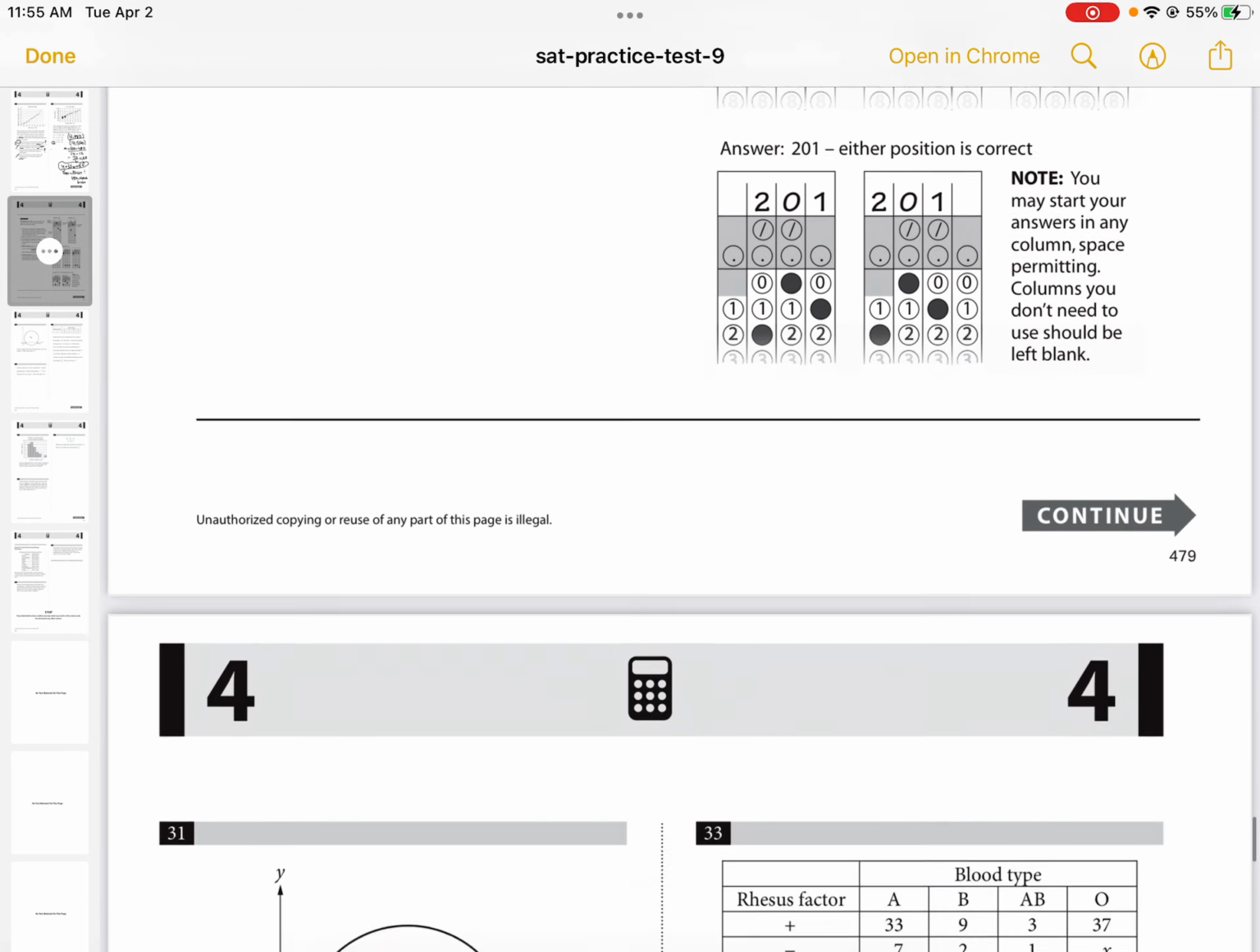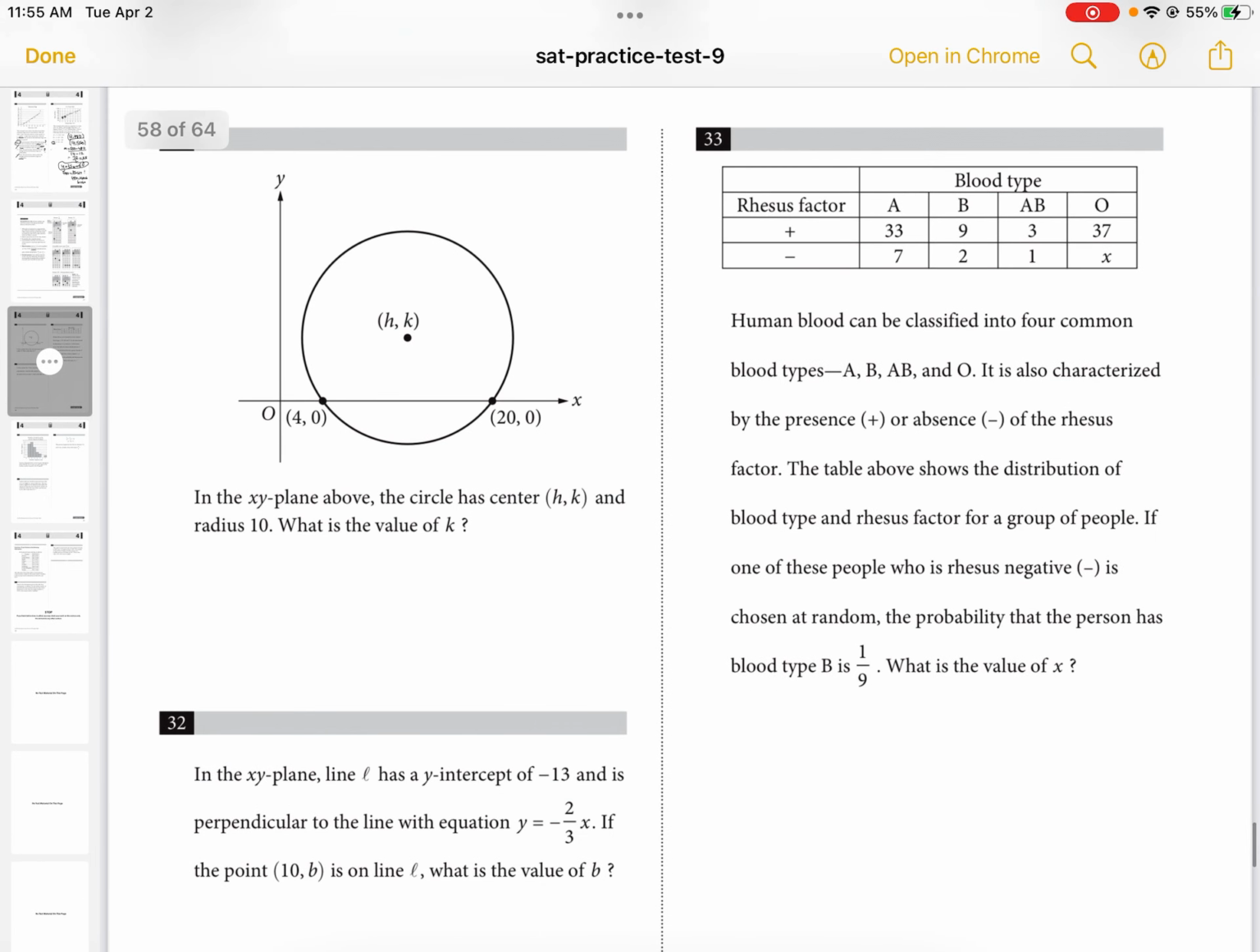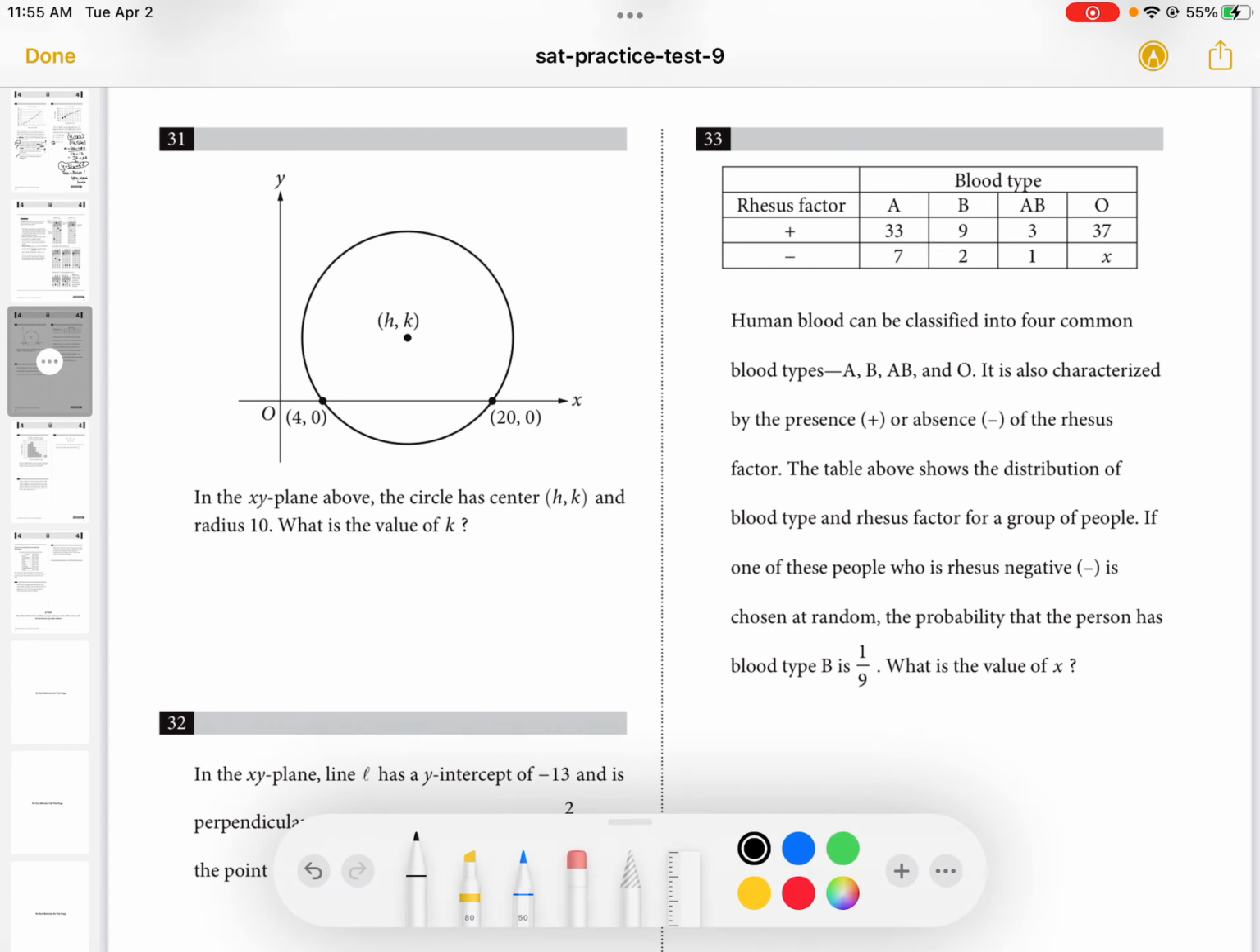Alright, now we have the grid-in questions, so we have to write the answer. We don't get any answer choices. Alright, in the xy plane above, the circle has center (h, k) and has radius 10. What's the value of k? Alright, now let's find this. So the equation of a circle is (x minus h) squared plus (y minus k) squared equals r squared. We know r is 10, so r squared will be 10 squared, which is 100.